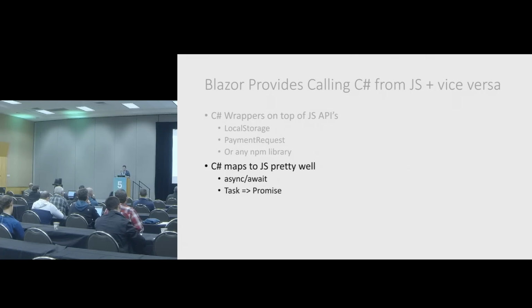And C# just maps to JavaScript really well. So you have async and await in JavaScript. C# has had that for a little while. And a task in C# is really close to a promise in JavaScript. So that's how they're able to interop between these two really easily.